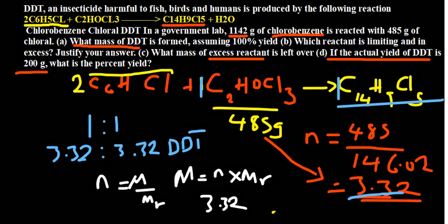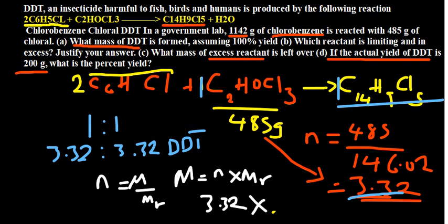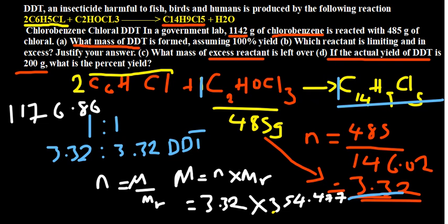So multiplied by 354.477. So you get your calculator there: 3.32 multiplied by 354.477. What we have is 1176.86. So that's in grams. So this is how much of the DDT is produced.